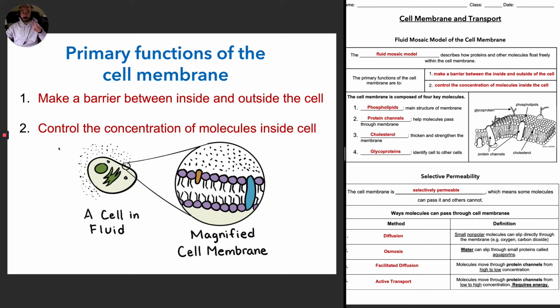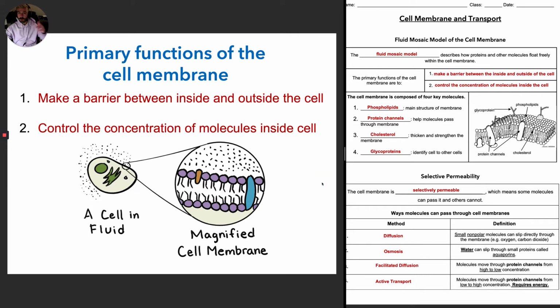The second one is to control the concentration of molecules inside the cell. And so here we can see that here's a cell that doesn't have a lot in it, and then here's all the stuff outside it, and the cell membrane is keeping those things out. And specifically, we can see the cell membrane here with all the stuff outside of it, and then a few things embedded in the cell membrane.